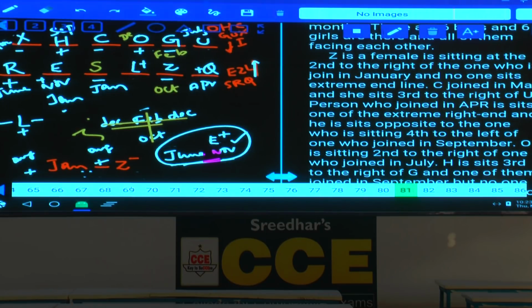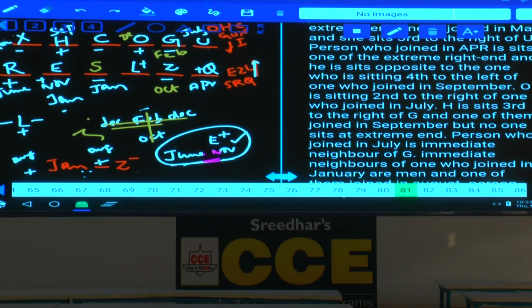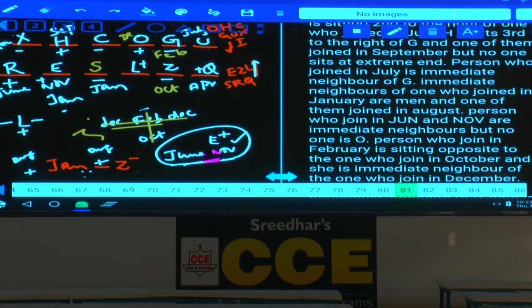Now one more information we have. And what is that information here? Two persons are adjacent. The persons who joined in June and November are immediate neighbors. Tell me where we have taken that information, isn't it? They are immediate neighbors, but no one is O.